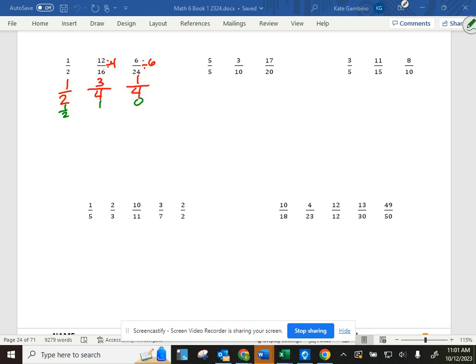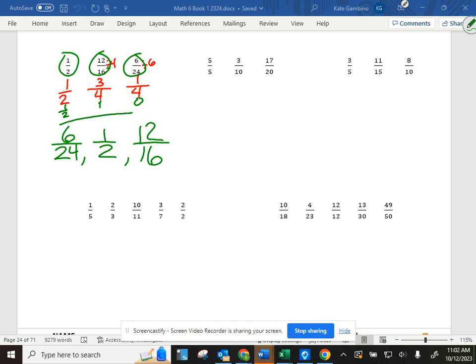So now I can put them in order. When I put stuff in order, I always go back to my original fraction. So I'm going to say, okay, the one that's closest to 0 was 6/24. I'm going to put that first. Then I have the one at the halfway mark was a half. And the one closest to 1 was 12/16. So my final answer is going to be my original fractions put from the least to the greatest.